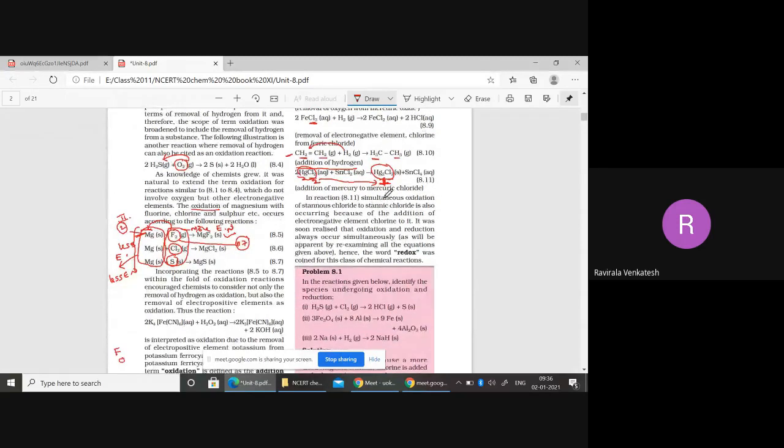Now if both take place, then the reaction is called what? Redox reaction. Now let me observe here. Let me see the same example. We'll take the next example. Now let me take this problem. In the reactions given below, identify the species undergoing oxidation and reduction. Now if you see, this reaction is called a redox reaction. We have to identify which is the oxidation reaction and which is the reduction reaction based upon the definitions.